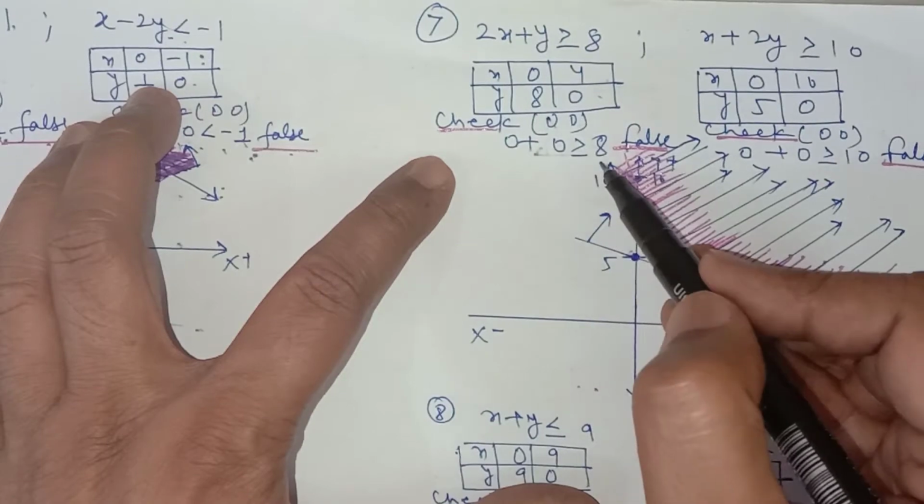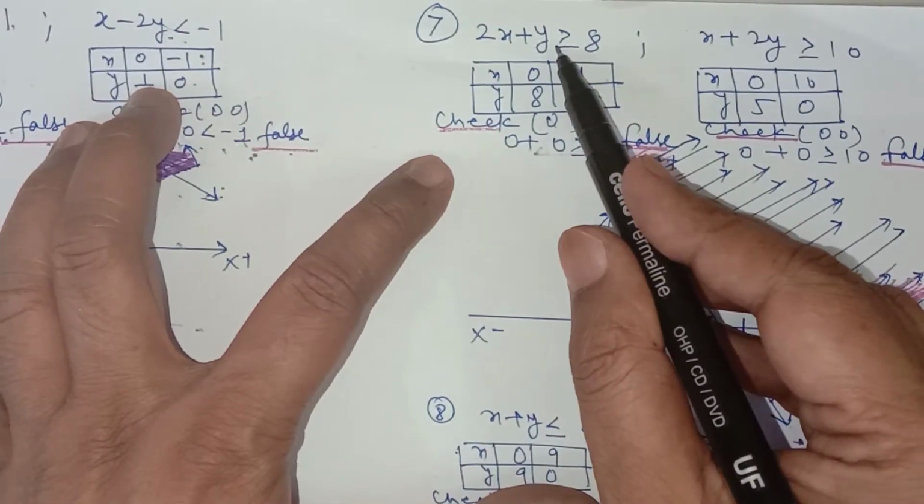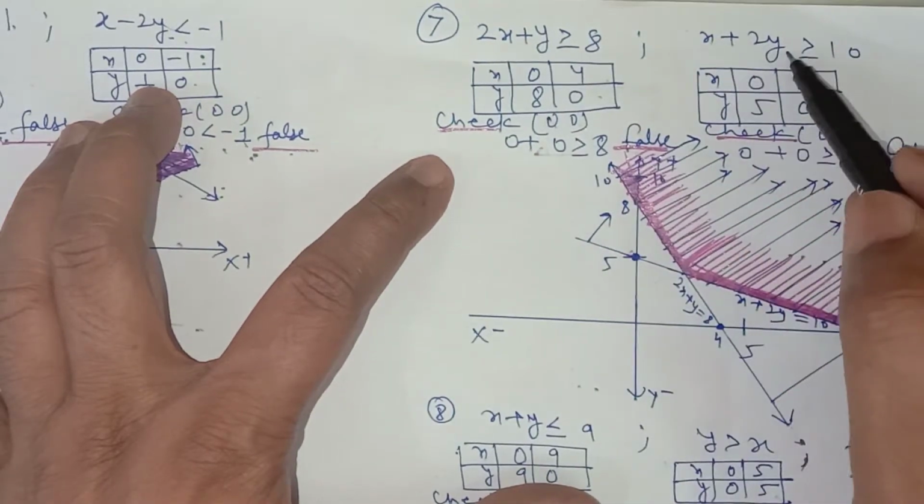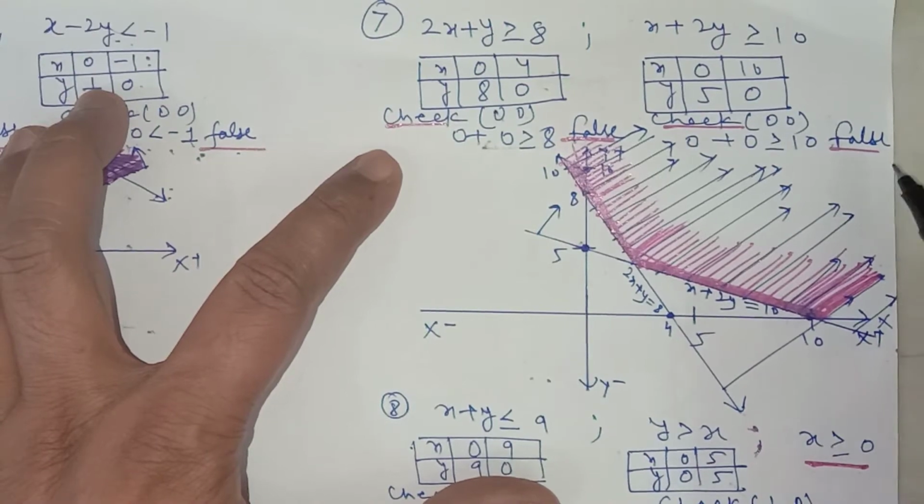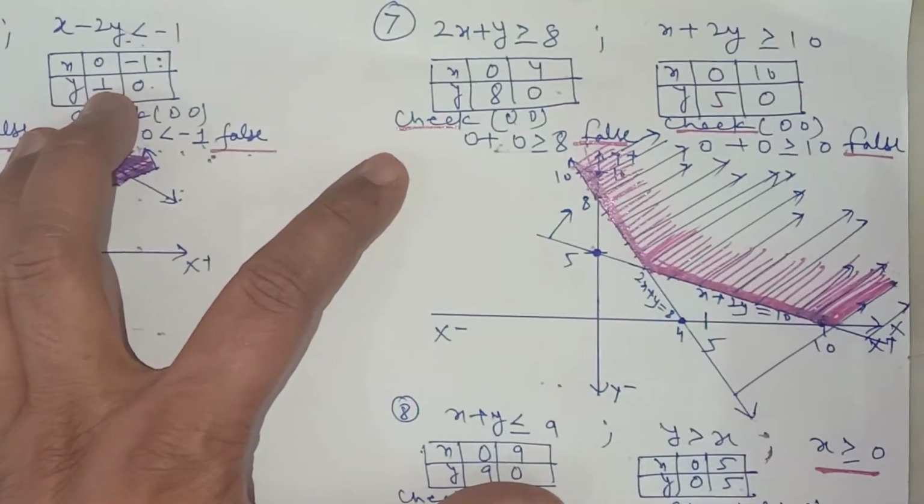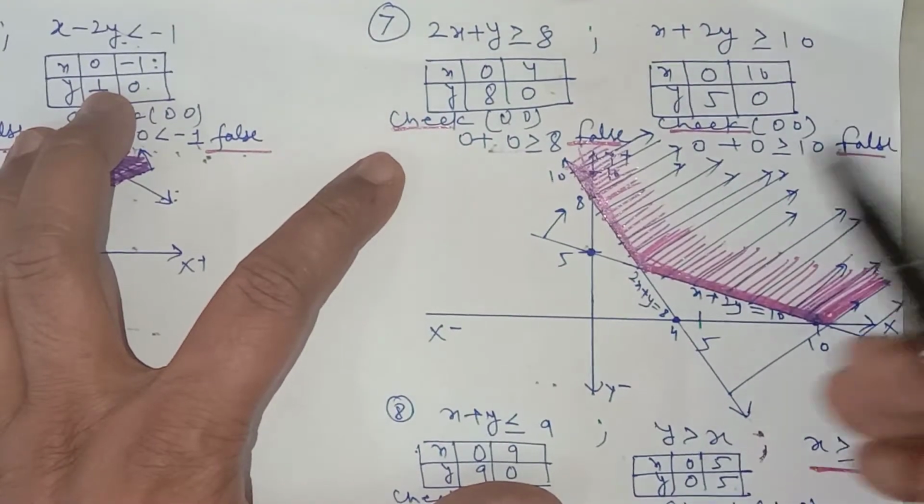So 0 plus 0 greater than or equal to 8, which is false. So it means (0, 0) is not the solution of this inequation. Again put x equal to 0, y equal to 0: 0 plus 0 greater than or equal to 10. It is also false in this. So it means (0, 0) is not a solution for both the equations, or rather inequations. Now draw the graph of this.